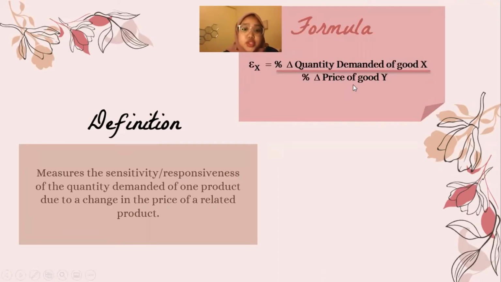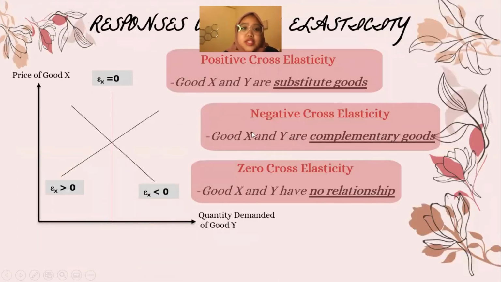They have a formula. So next is responses of cross-elasticity. There are three responses of cross-elasticity. One is positive cross-elasticity, which means goods X and Y are substitute goods.